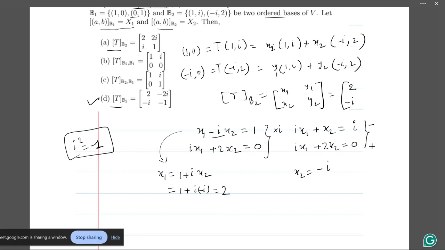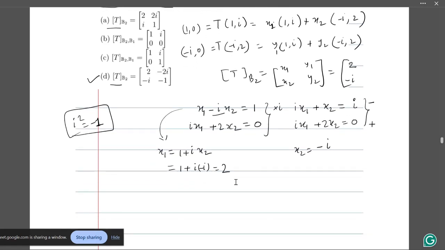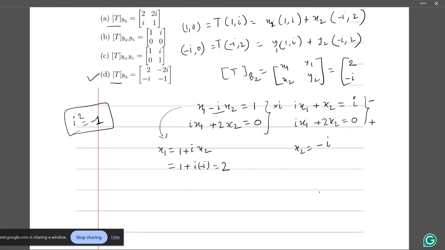Okay, this is possibly true. Let's say we want to calculate the second column also. In the second we have this equation: Y1 minus i Y2 is equal to, on the right side, minus i, because of this minus i, for the first coordinate. The second one: i Y1 plus 2 Y2 is equal to 0. Again this time, multiply by i in the first equation and then subtract. So what will happen? Here it will be just Y2, and here we will be getting plus 1, or minus 1. Minus 1.